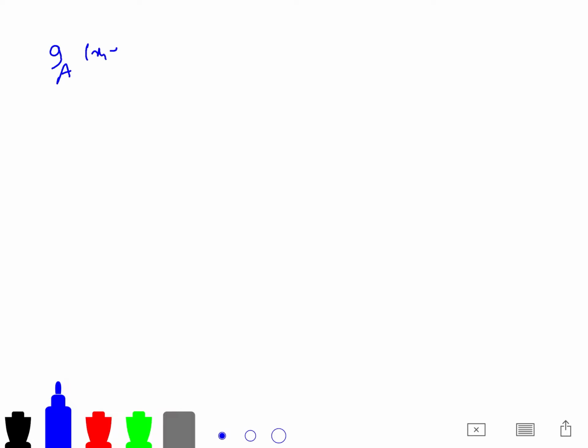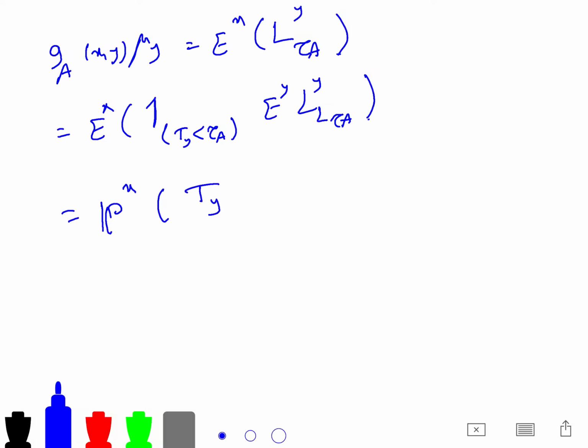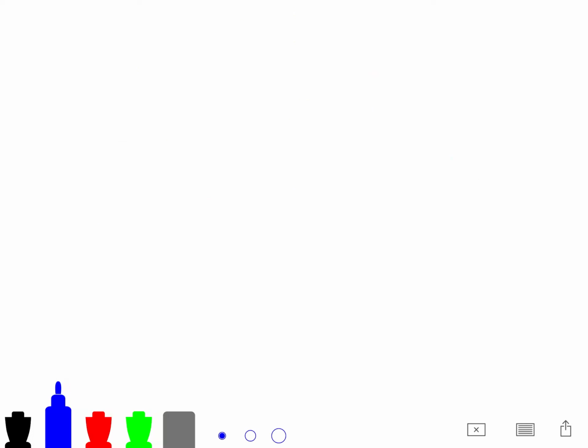So what we can write is, by definition, the expectation of our local time. And from here we use the trick that we always use: E_y of L_{tau_A}, and then the probability, if we start from x, that the time to hit y is less than tau_A, times G_A(y,y) mu(y). So we have proved the first part.